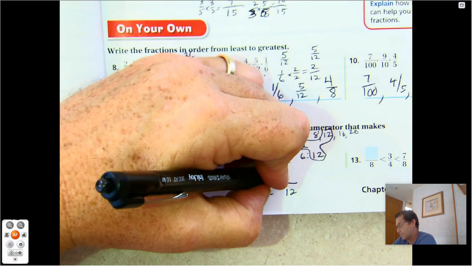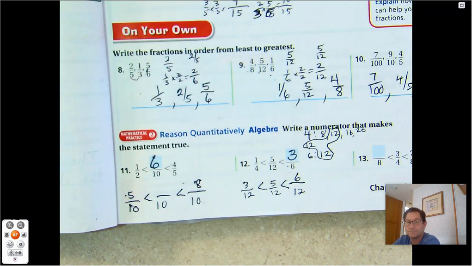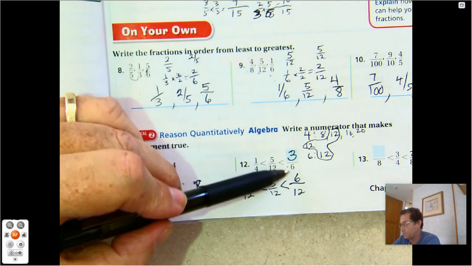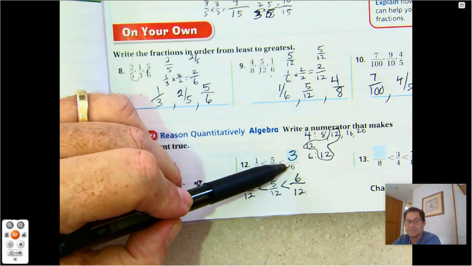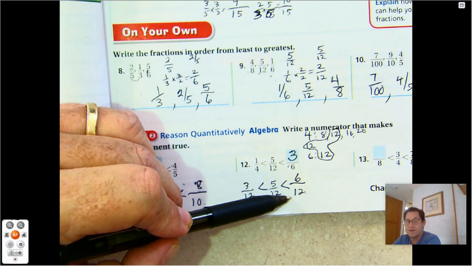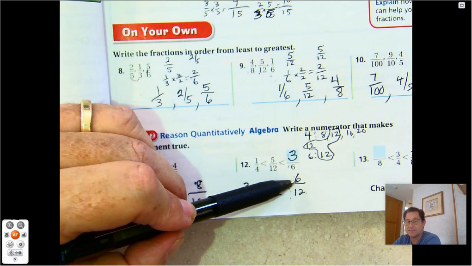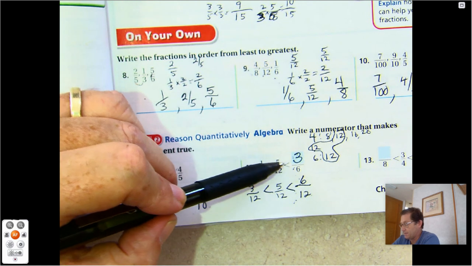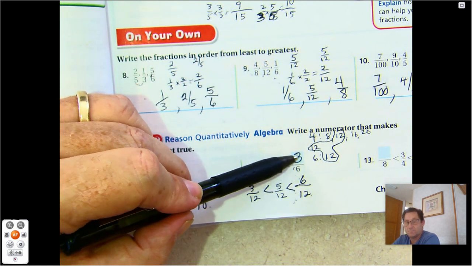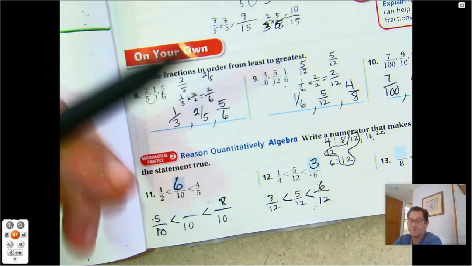Right? So why didn't I write 6/12 here? Because we changed the sixths to 12ths. And we know that if this last number is 1/2, represented by 6/12, it'll be bigger than 5/12. So half of 6 is 3. So 3, 4, 5, 6 all would have worked.